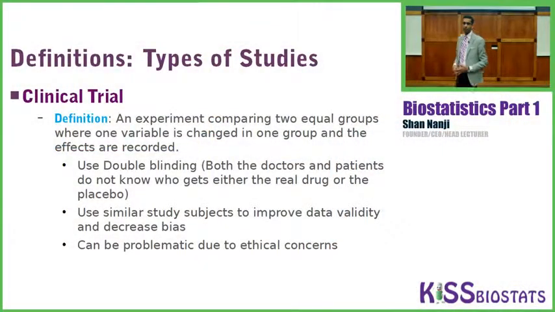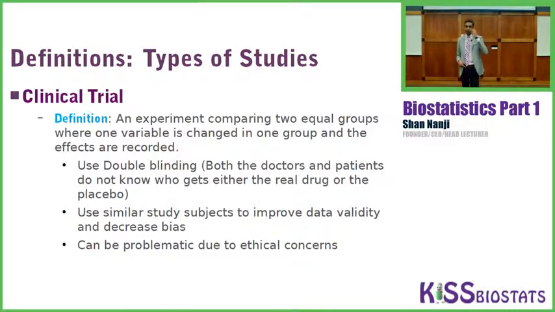The first thing we're going to talk about is a clinical trial. What's a clinical trial? Well, it's an experiment that contains two equal groups where you take one variable and change it in one group and compare it to the other group. Now, you're going to use what we call double blinding. What's double blinding? That means both the doctors and the patients don't know who gets the real drug or who gets the placebo. This way you keep it double blind, so your results are going to be unbiased.